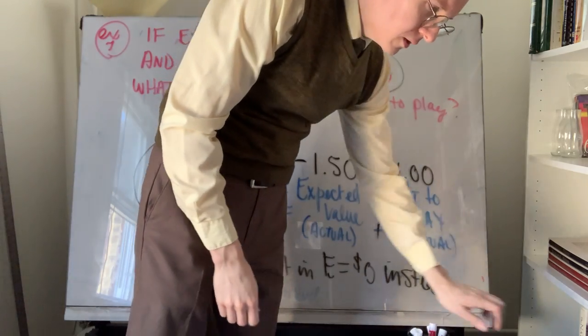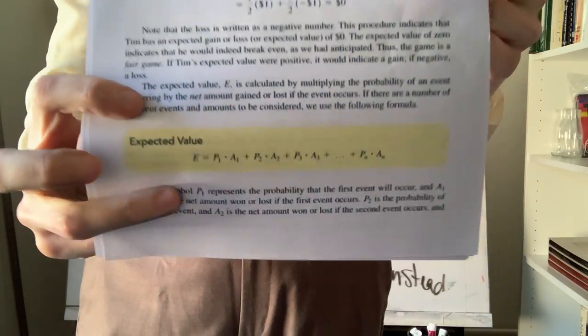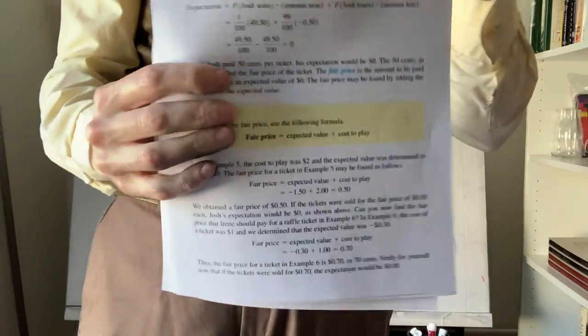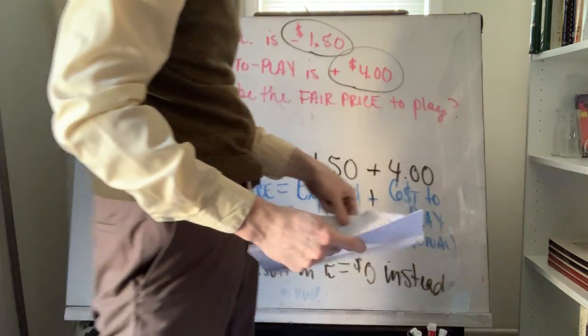Okay? So, it's just those two formulas that you need to know, ultimately. The expected value formula and the fair price formula, for this section, 11.3. Okay?